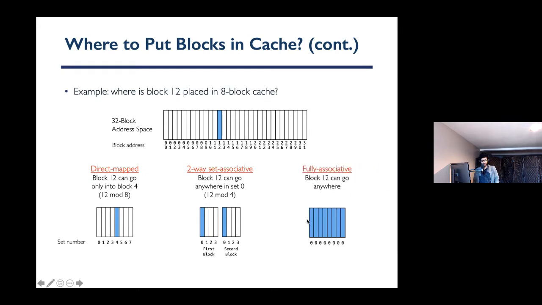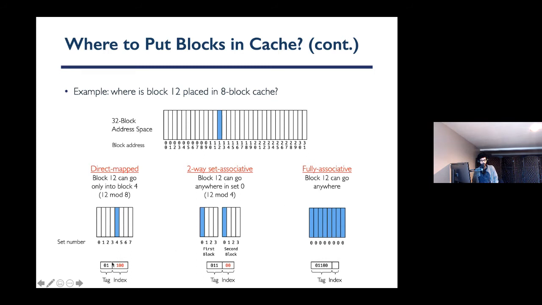Lastly, if I have a fully associative cache, it could be anywhere. So there is only one set. All of the cache blocks belong to set 0. So my memory block could be anywhere. I have to search all of them. Now let's look at tags.